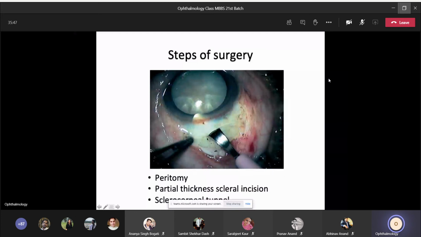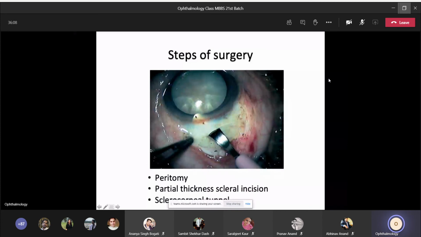Now what we do is, in this partial thickness incision, we create the tunnel. So we make a tunnel extended up to 1 to 1.5 millimeter of the cornea. So we can see the blade over here. So we make a tunnel.